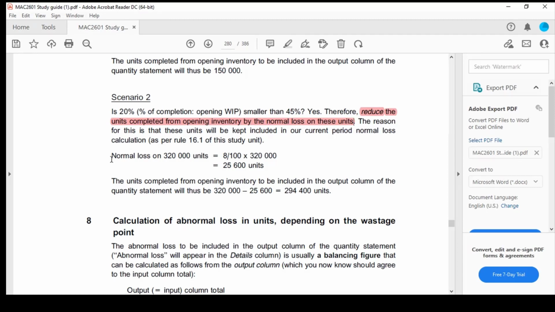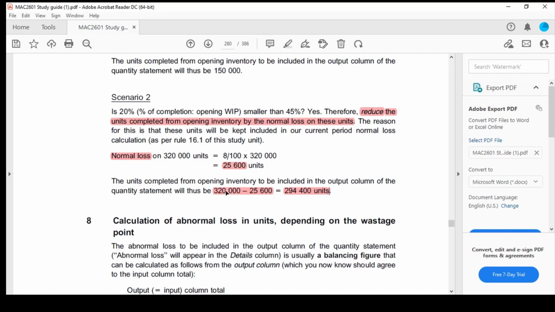So how would you calculate your normal loss on this 320? You'll say 8 over 100, 8%, multiplied by the 320. So your normal loss is 25,600. These are the number of units that you're going to lose, so you have to show that you've lost them. It's 320 minus 25,600, so your opening inventory will now be 294 as opposed to 320.